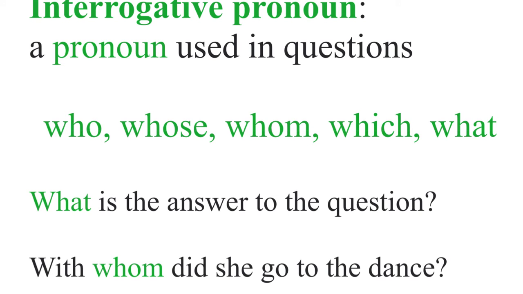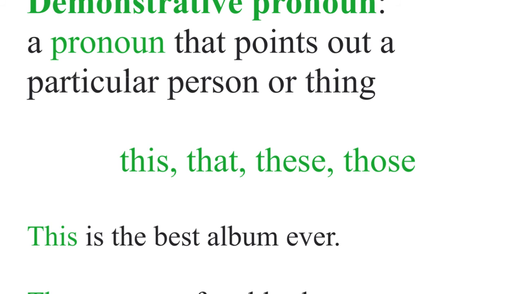Interrogative pronouns are pronouns used in questions. Who, whose, whom, which, and what. So in the example, what is the answer to the question? The word what is an interrogative pronoun because it creates a question. With whom did she go to the dance? Whom would be the interrogative pronoun. Demonstrative pronouns point out a particular person or thing. So this, that, these, and those. This is the best album ever. These are comfortable shoes. You're pointing to something specific and referring to them not by their name, but by the word this or the word these.